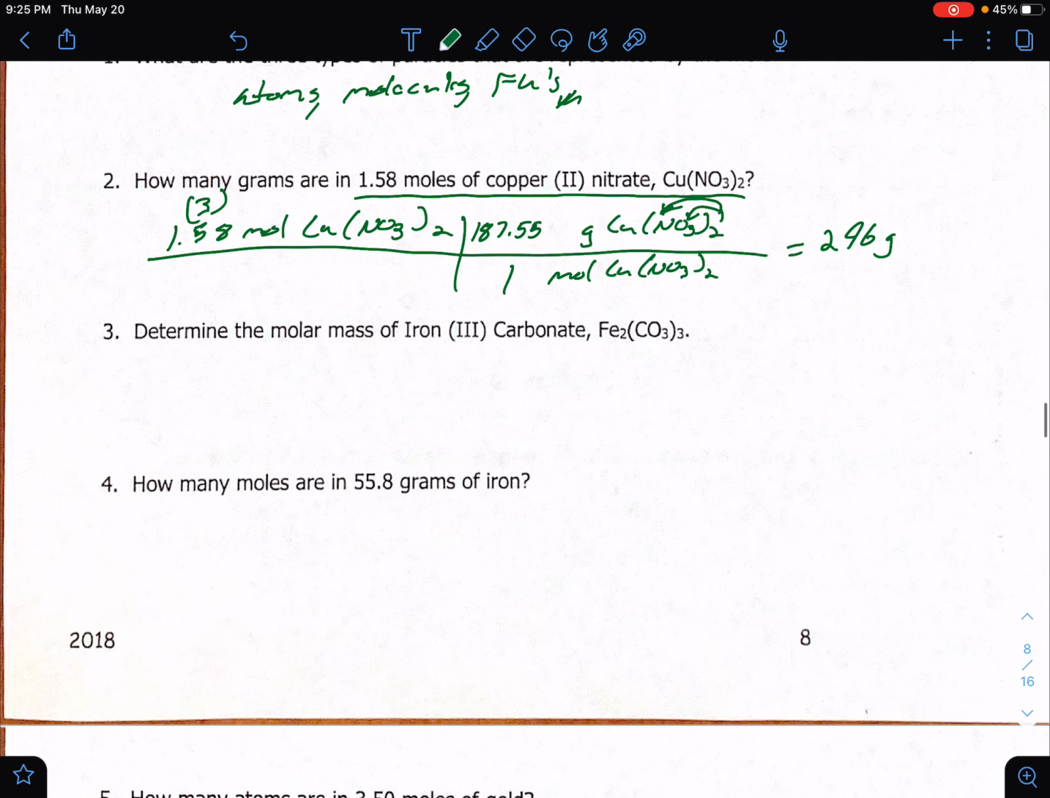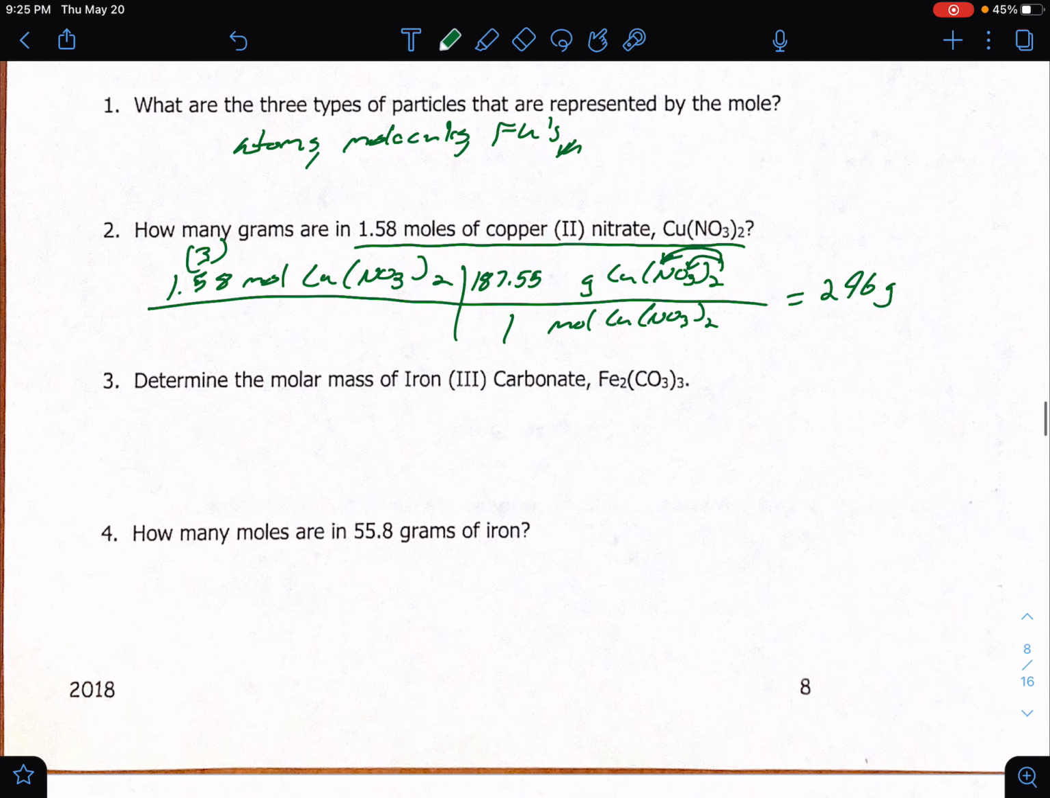3. Determine the molar mass of iron 3 carbonate. So basically we're just finding out what is the mass of this. You have 2 irons. Be careful with this 3. You actually have 3 carbons and you have 9 oxygens. So add up 2 irons, 3 carbons, and 9 oxygens, and you should get 291.7 grams per 1 mole.